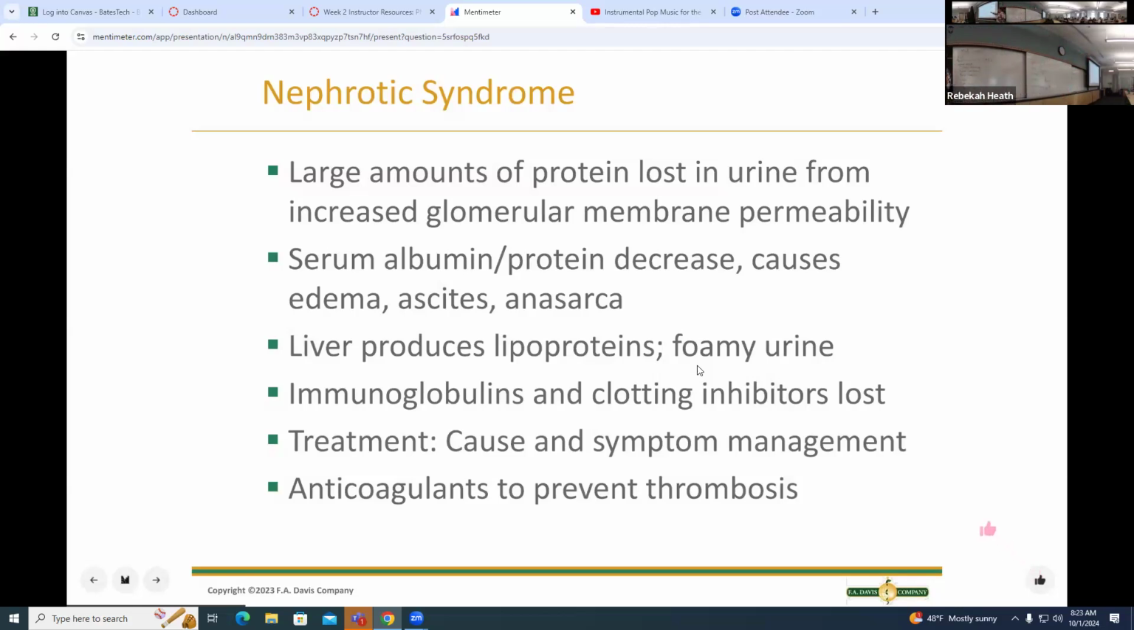Sometimes the liver can get a little bit involved and produce these lipoproteins, and you might see some foamy urine from these patients. So for the treatment, we try to figure out what caused it. What caused the body or the kidneys to start having all this malfunction? There can be some clotting issues as well. So we usually want to put them on some anticoagulants. What type of anticoagulant would we put somebody on short term? Heparin, yeah. If it was longer term, what would it be? Probably warfarin. There are a bunch of other ones out there now as well.